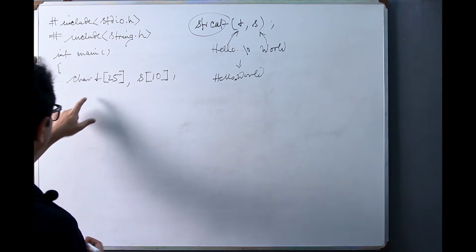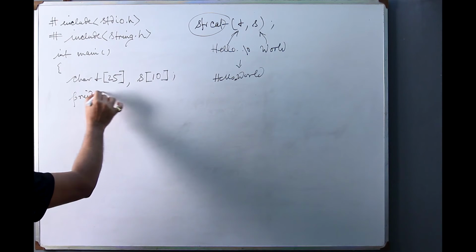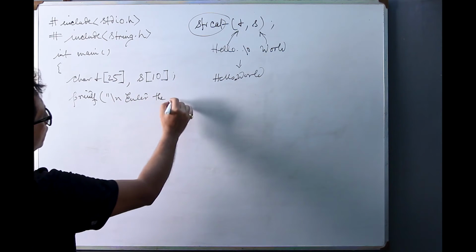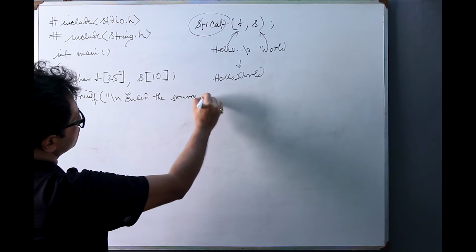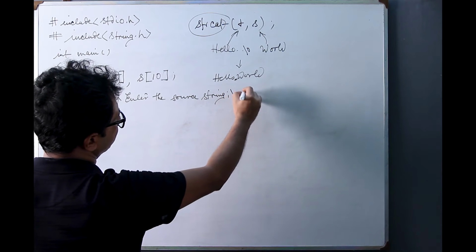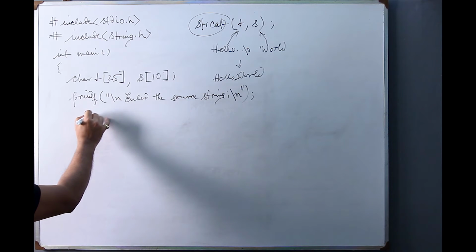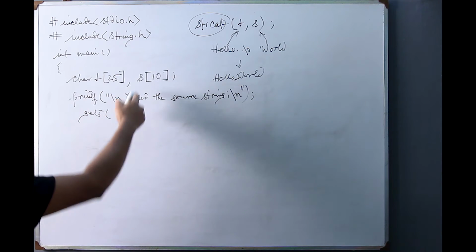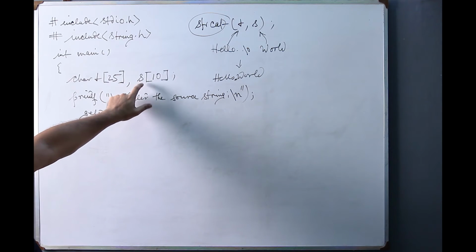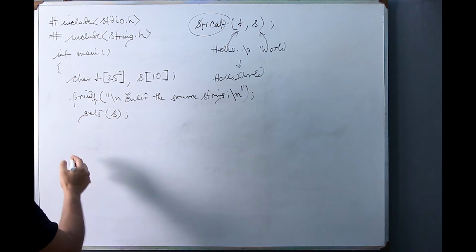After that we will give the user a prompt, printf: enter the source string, or you can say enter the first string or second string, like that. And then the user will give input with gets; for the source string, I will give the base address of the source string array, that is S. So S means the base address of this character array.